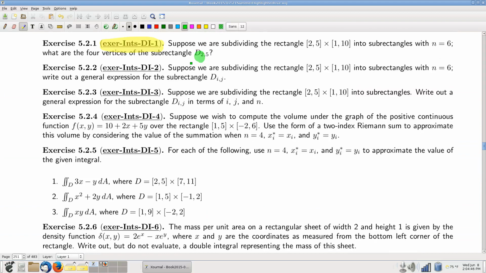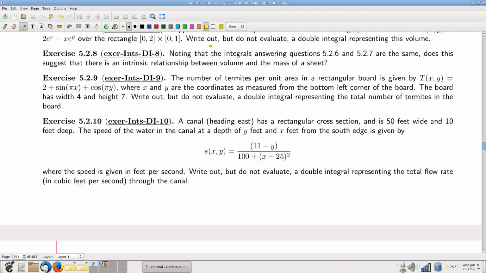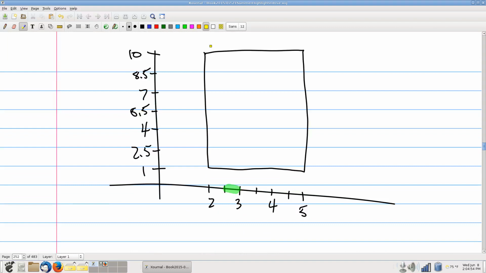So i is 2. j is 5. That means that we are in the 5th slot on the y-axis. 1, 2, 3, 4, 5. Or I guess I could have realized that's the second to last of 6. But anyway. Now I can actually draw this little subrectangle.